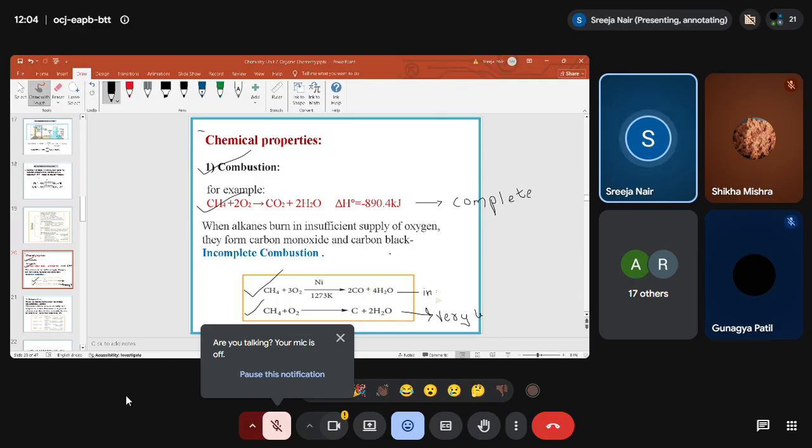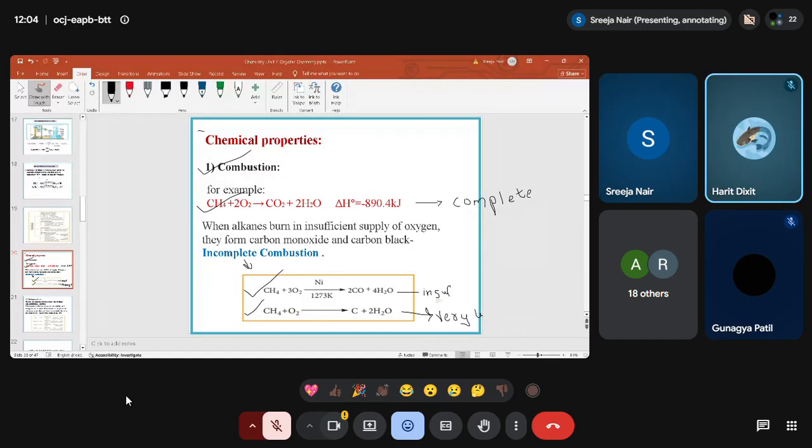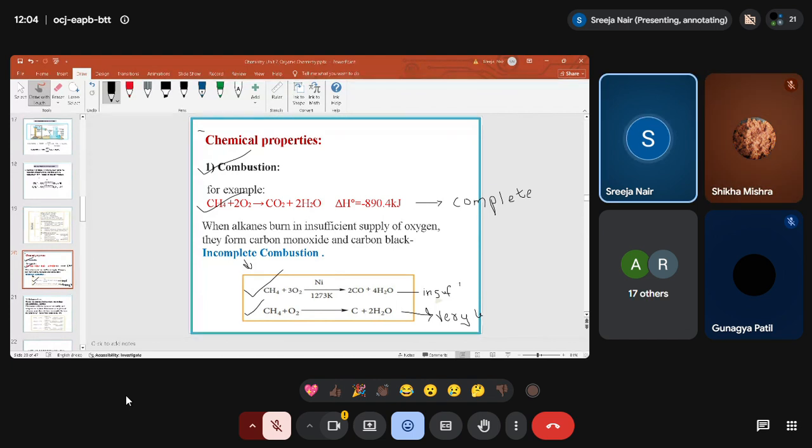And these two reactions are for incomplete combustion. One is with insufficient amount of oxygen, and one is with very limited amount of oxygen.